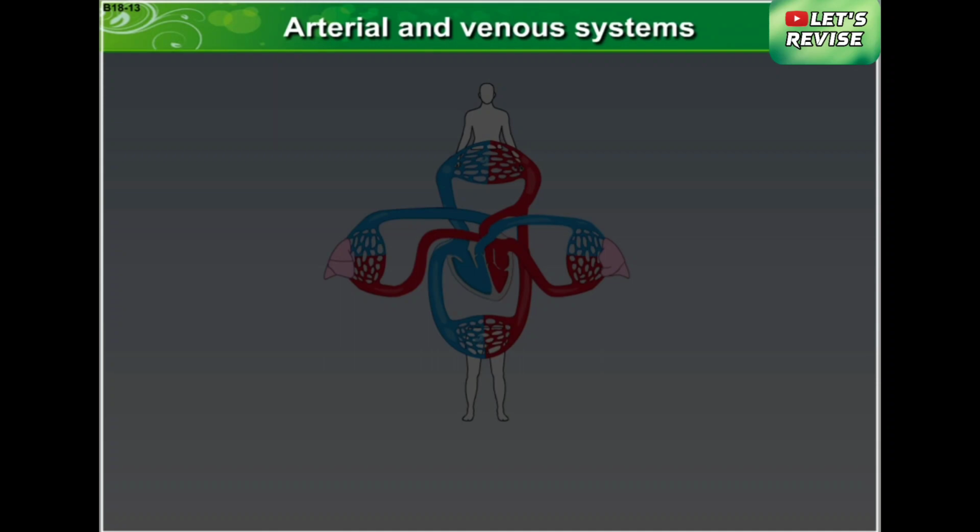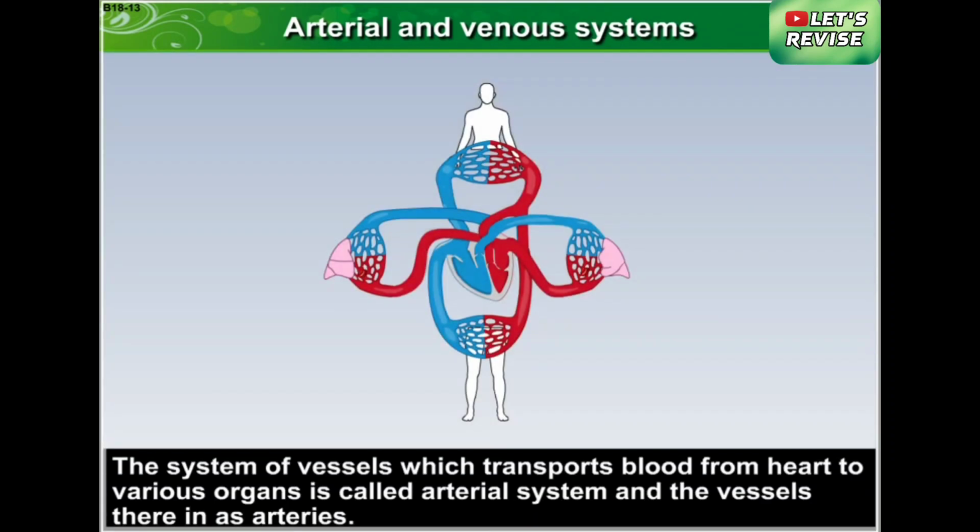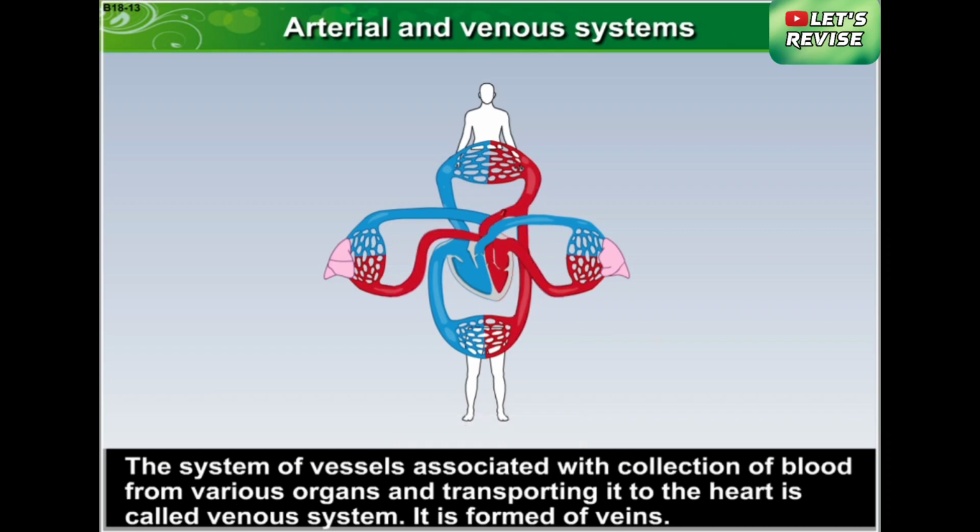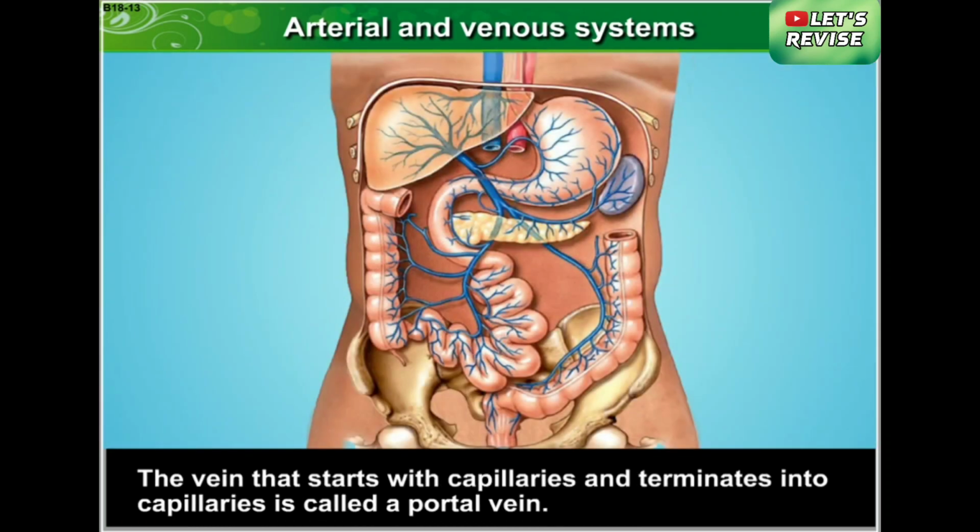Arterial and venous systems. The system of vessels which transports blood from the heart to various organs is called the arterial system, and the vessels therein as arteries. The system of vessels associated with collection of blood from various organs and transporting it to the heart is called the venous system. It is formed of veins. The vein that starts with capillaries and terminates into capillaries is called a portal vein.